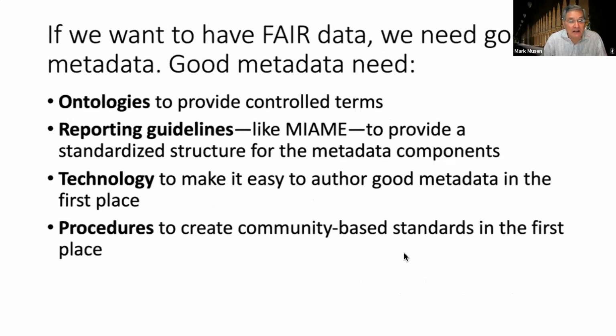And so if we really want to have data sharing, if we want to have FAIR data, we need ontologies that provide the controlled terms. We need reporting guidelines like MIAME that provide a standardized structure. We need technology to make it easier to author good metadata in the first place. And I'm going to gloss over this in this talk, but it's really an important component. We need community standards, and we need procedures to create those community standards so we have structured ways of talking about the kinds of experiments that we do in biology.